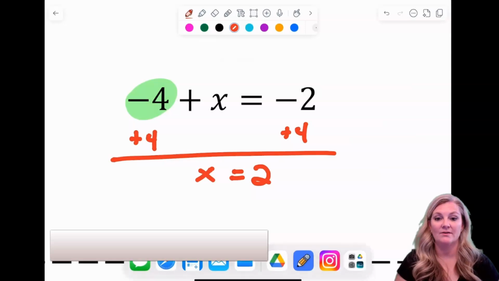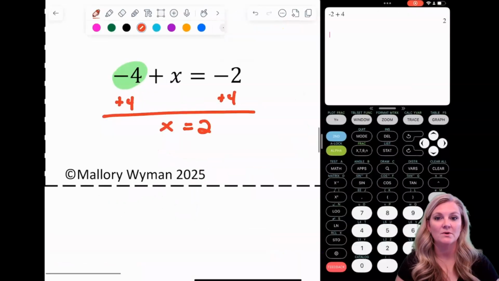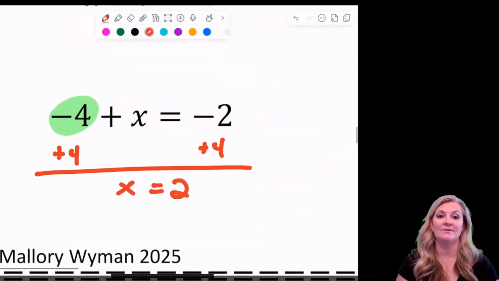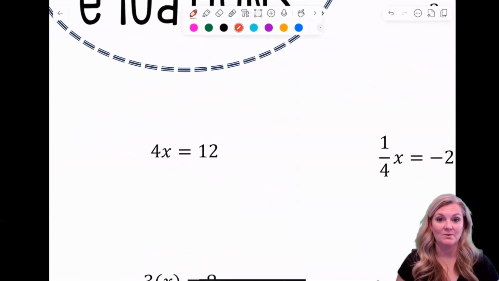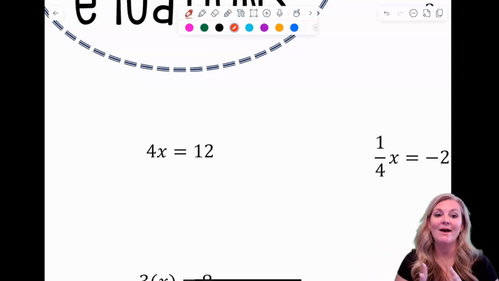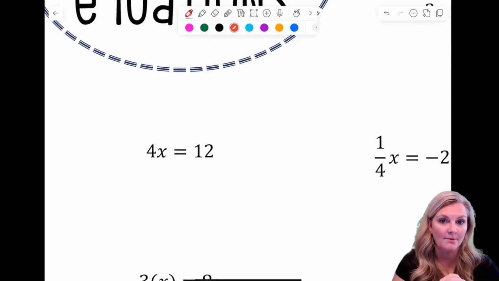Again, you can use your calculator to check your brain. Negative 2 plus 4, it's already there. But I'm going to go back and check my answer. So if I do negative 4 plus 2, I get the answer that it says. It says I get a negative 2. Now, those are all my adding and subtracting ones, where all I had to do to undo it was add or subtract. Now I have ones where I have no visible operations.